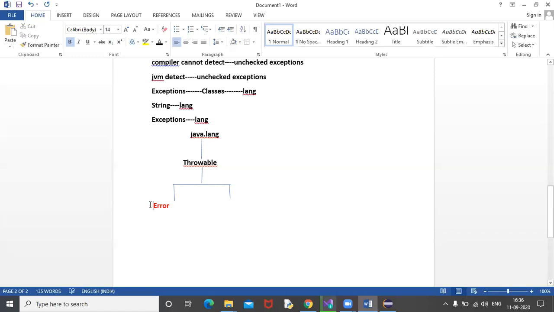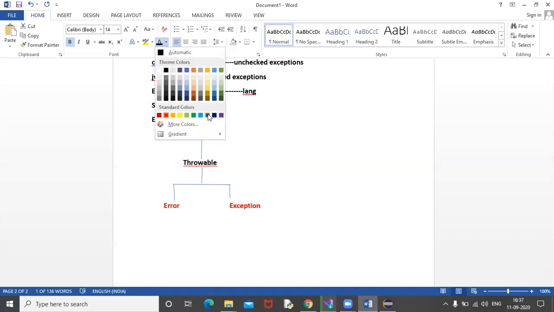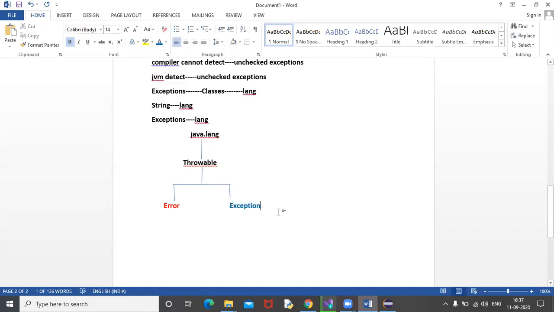And the other one is exception. Exception is also coming in red color, but it is not that dangerous. We can deal with that. I will put it in blue, safe. Error, exception, so java.lang.